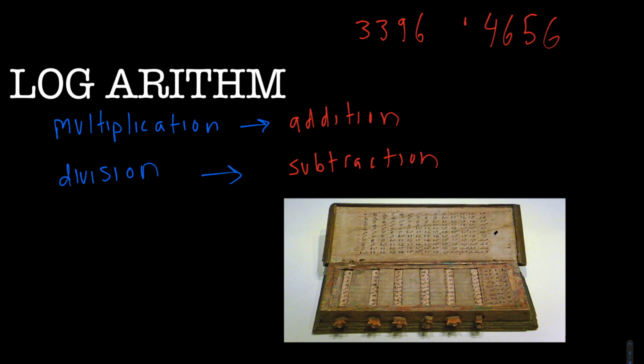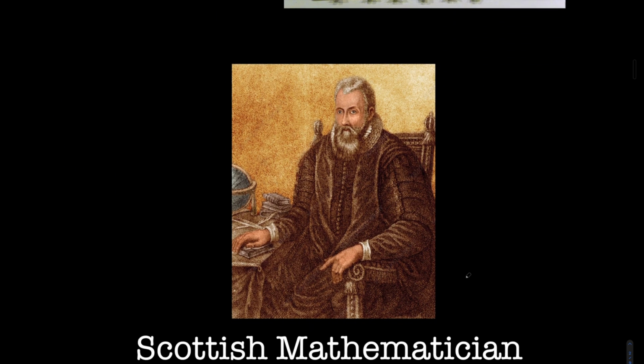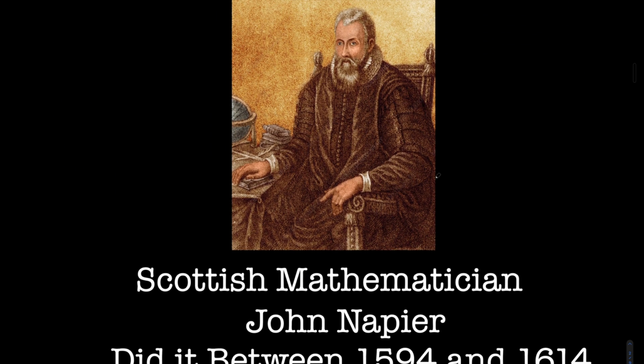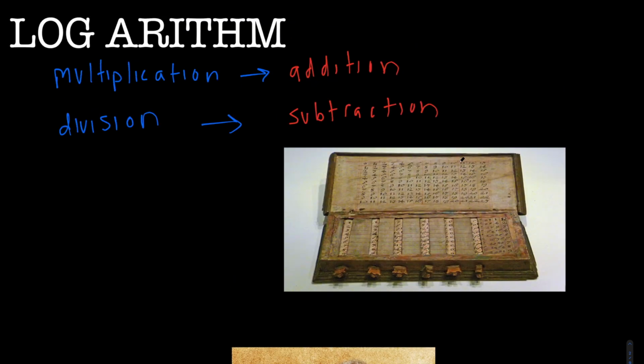And so logarithms were actually invented in the 1600s by the Scottish mathematician John Napier. And he did it between 1594 and 1614. And the reason he did this is, again, to be able to simplify these calculations. And so eventually Henry Briggs compiled the first log table so that we could be able to simplify these tough calculations without a calculator.